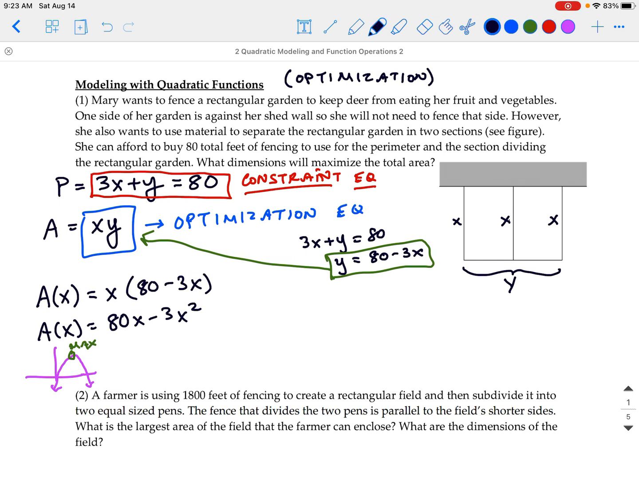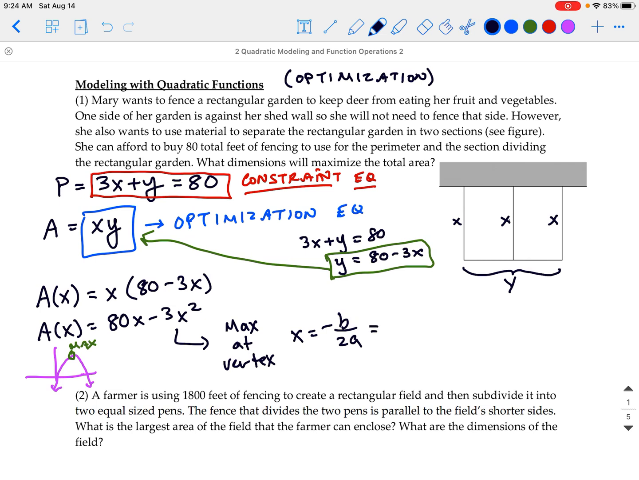So this is, again, the whole usefulness of using this modeling method. So we know that the max is at the vertex for this downward facing parabola. And so we'll note that we can quickly find the x coordinate of our quadratic function by using negative b over 2a, which comes from our quadratic formula.